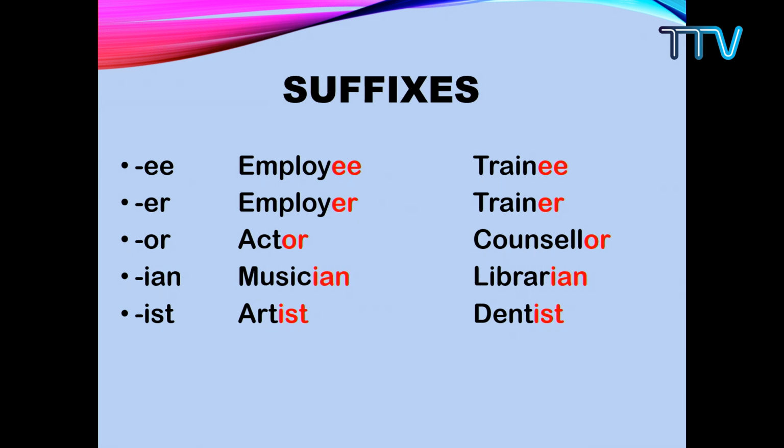Then you have OR: actor, counselor. You will often find people spelling it with double L or single L. It's only the difference between British English and American English. Both ways are correct, right? Counsellor or counselor. I've used double L here. Music, musician, the person who is playing music. Library, librarian, who looks after the library, you know, like your school librarian, isn't it? Art, artist, dentist, scientist.